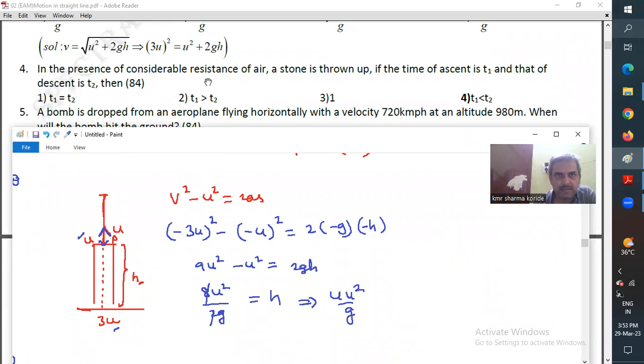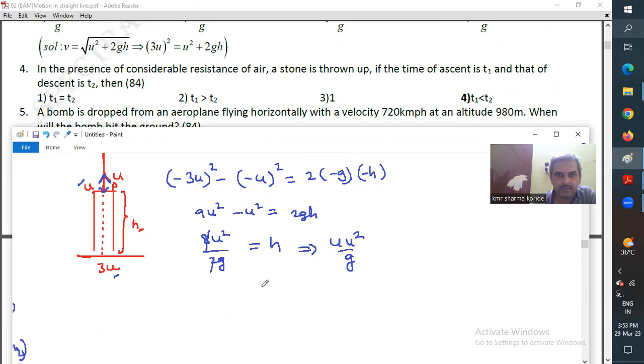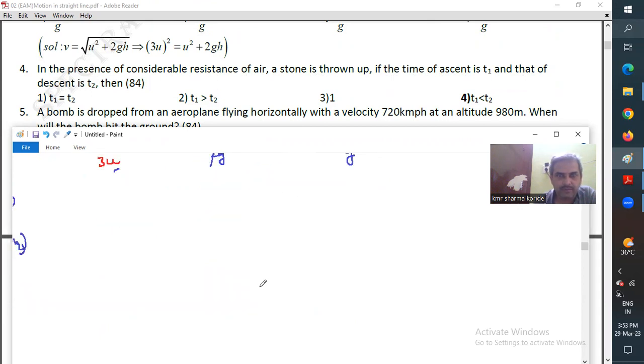In the presence of considerable air resistance, a stone is thrown up. The time of ascent T1 and the time of descent T2. So you can write the equation if air resistance is considered. So time of ascent will be u by g plus a. Of course, time of ascent, instead of Ta they have given T1. Then while coming down, time of descent, it should be g minus a, as you will get in the concept of apparent weight.